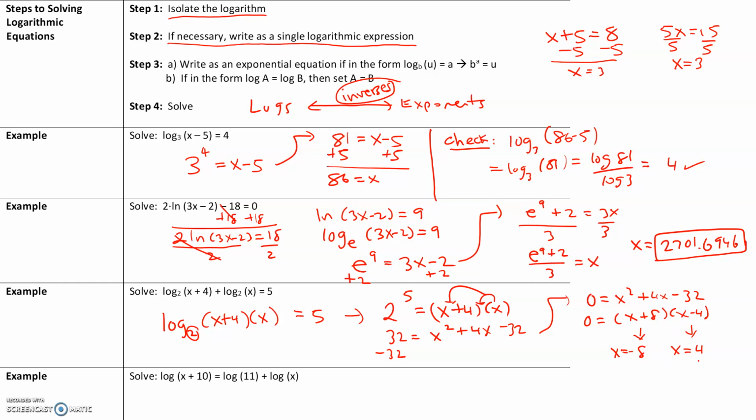Now, you may recall from college algebra or even intermediate algebra that logarithms cannot be negative. The domain of a logarithm is greater than 0. So because we can't have the logarithm of a negative number, we have to discard that solution, and our only solution is x equals 4.